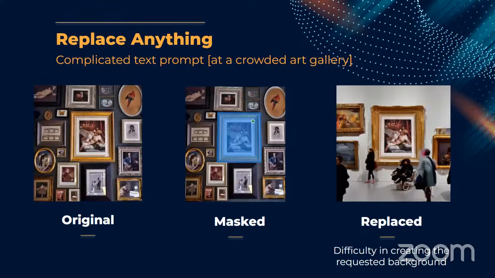For the next task for replace anything, we used a complicated text prompt. We picked the picture on the wall and put it in a live gallery with the prompt, a crowded art gallery. It was able to place the art on the wall, but the rest of the background was a bit distorted. It was having some difficulty creating the correct background as we expected.